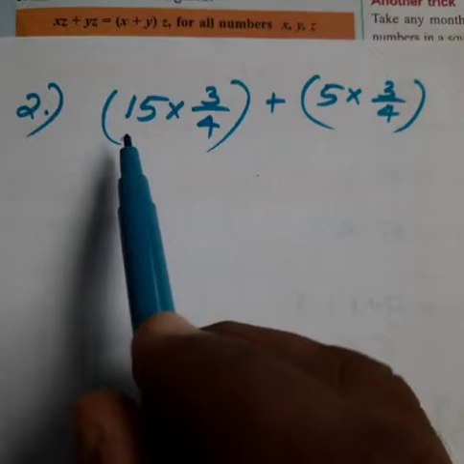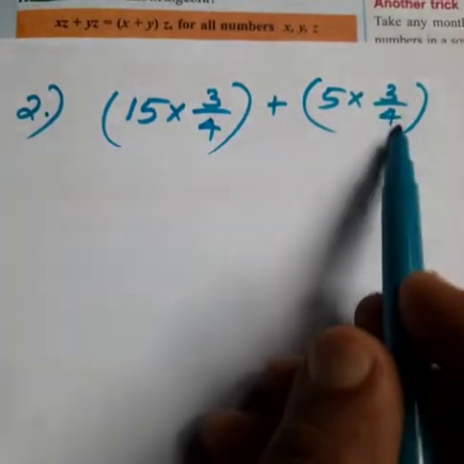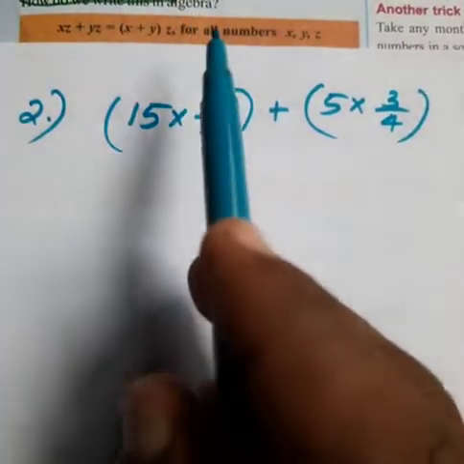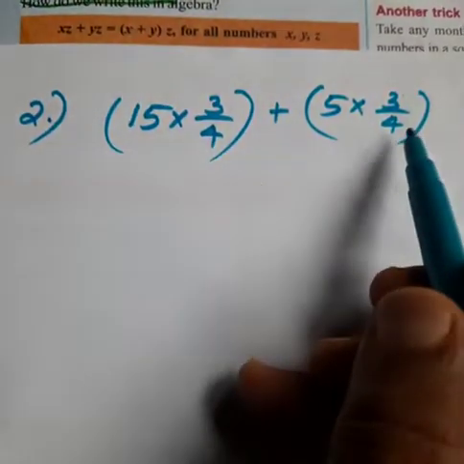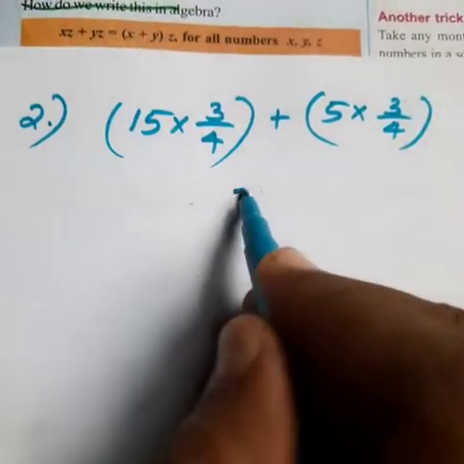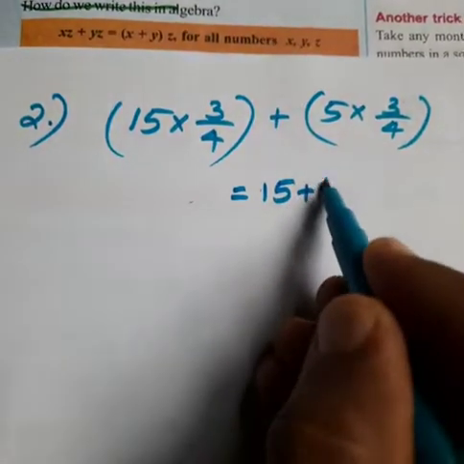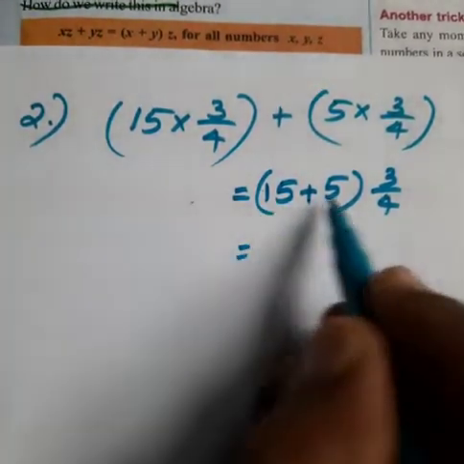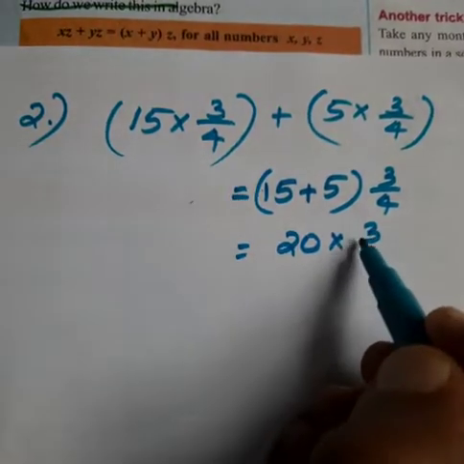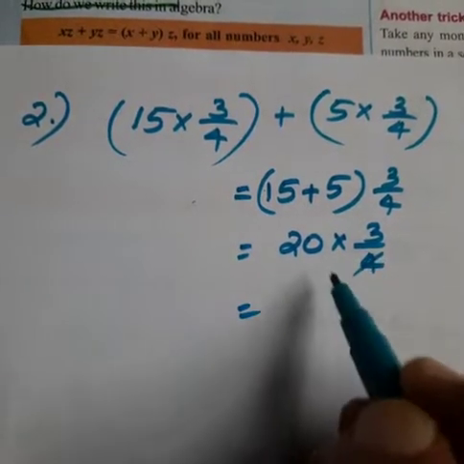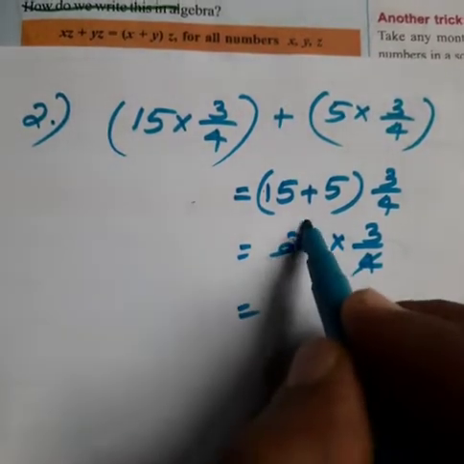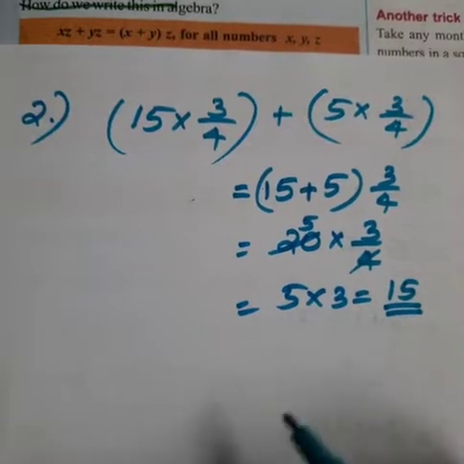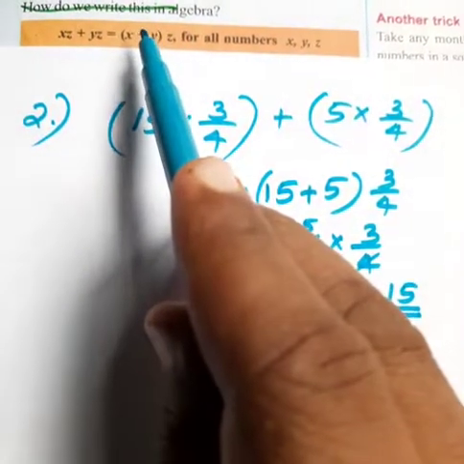Second question, 15 into 3 by 4 plus 5 into 3 by 4. So remember the general equation xz plus yz is equal to x plus y into z. So which is the common one? 3 by 4 is common. So the answer is 15 added with 5 multiplied by 3 by 4. So 15 plus 5 is 20. 20 into 3 by 4. So 20 you can cancel with 4, that is 5. So 5 into 3 will get the answer as 15. So use the general equation to solve this.